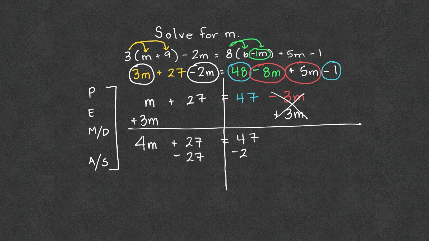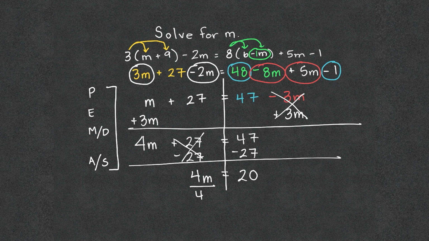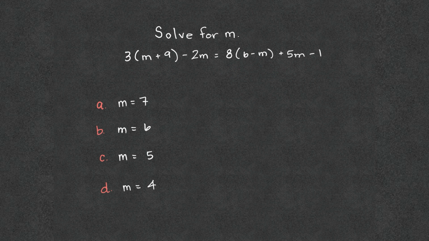Minus 27, minus 27. 27 minus 27 cancels out. So I'm left with 4m. I know I write 4s differently every time, but it's still 4 each time I write it. And 47 minus 27 equals 20. I divide both sides by 4, m equals 5. So our correct answer here is that m equals 5. Going to our answer choices, I go to C.